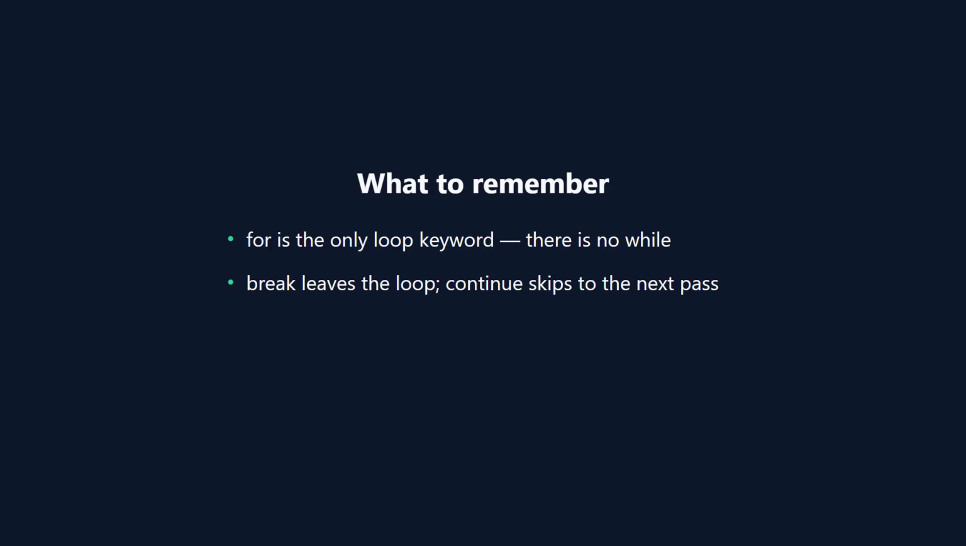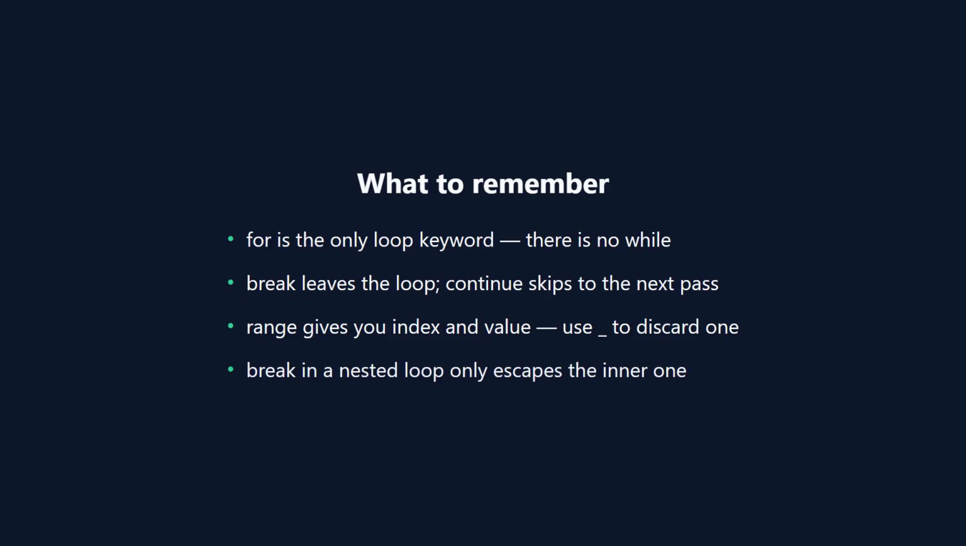Continue skips the rest of this pass and goes round again. Range gives you an index and a value, and the underscore is how you throw away the one you do not want. And a break inside nested loops only escapes the loop it is directly in. That really is every loop in Go.